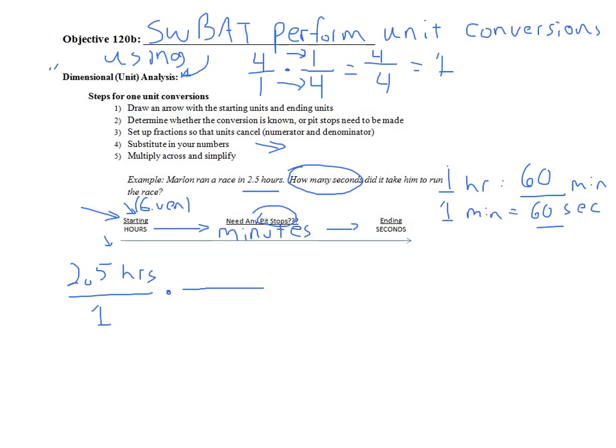If hours is in the numerator, where do we need hours in this second fraction that we're multiplying by? And the answer, we need it in the denominator, because if you have hours on top, hours on bottom, it will cancel. Okay? Now look at your roadmap.